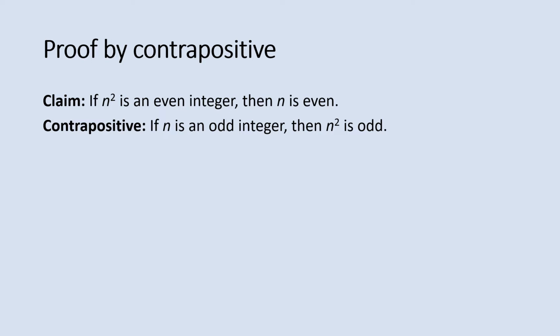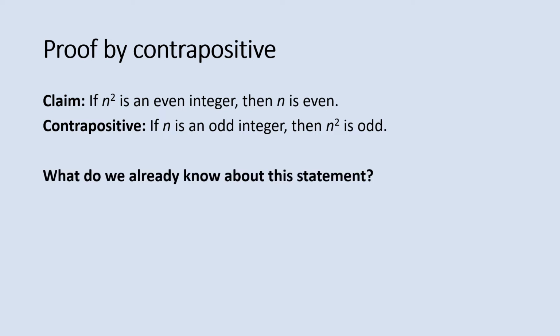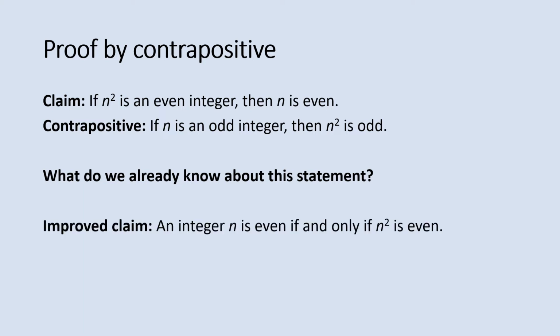And so the claim, if n squared is even, then n is even, was difficult for us to see what to do with a direct proof. But the contrapositive, we already know something about the contrapositive. We've already proved the contrapositive. So what that means is we've already proved the statement, if n squared is even, then n is even, when we proved the statement about odd integers.